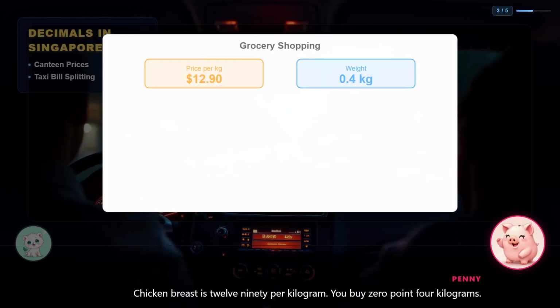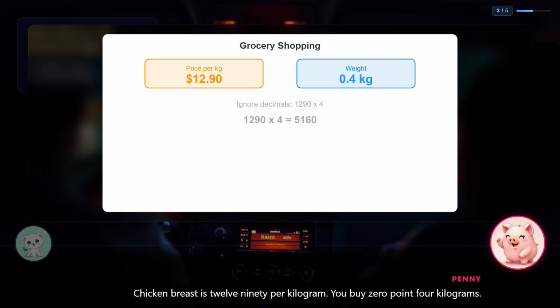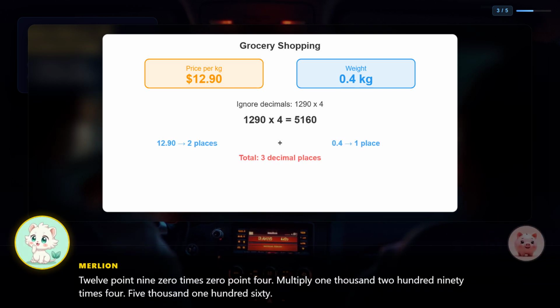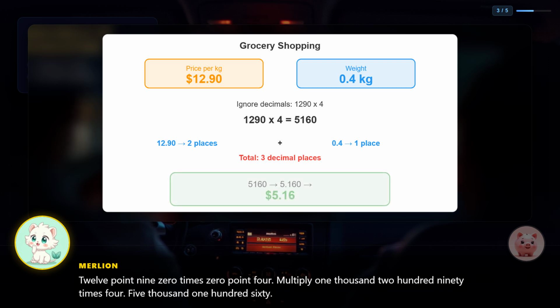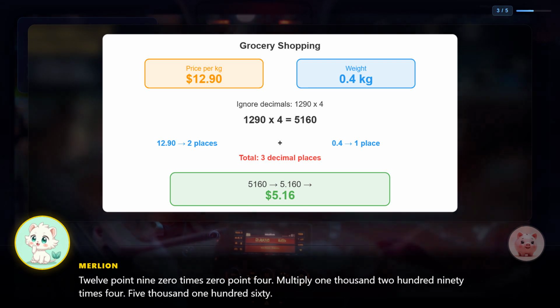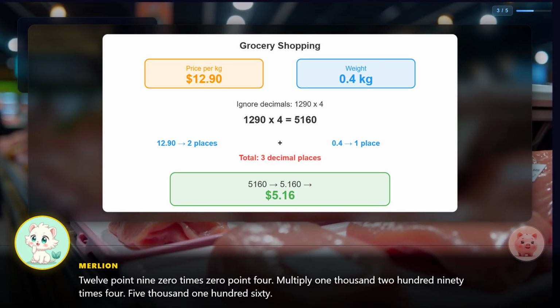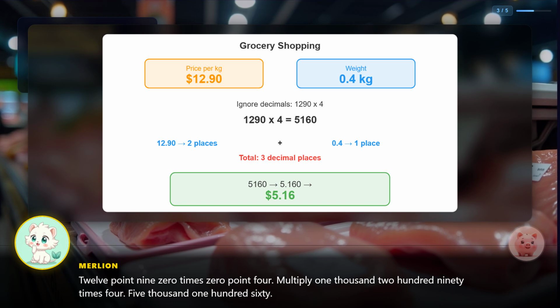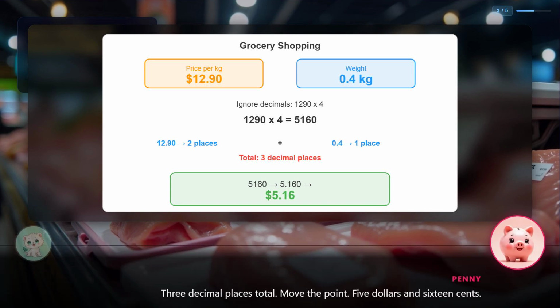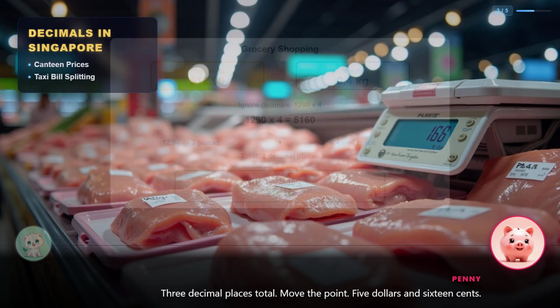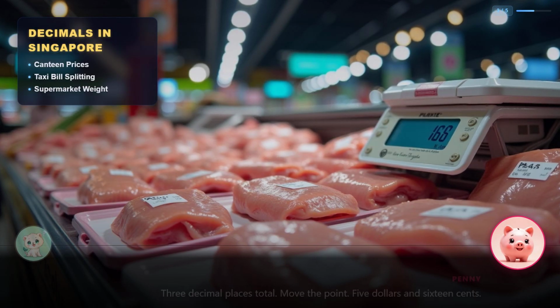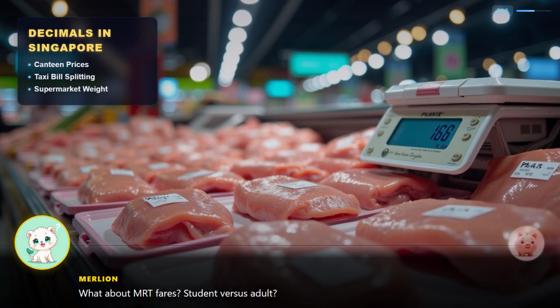What about grocery shopping? Chicken breast is $12.90 per kilogram. You buy 0.4 kilograms. 12.90 times 0.4. Multiply 1,290 times 4, 5,160. 3 decimal places total. Move the point. $5.16.